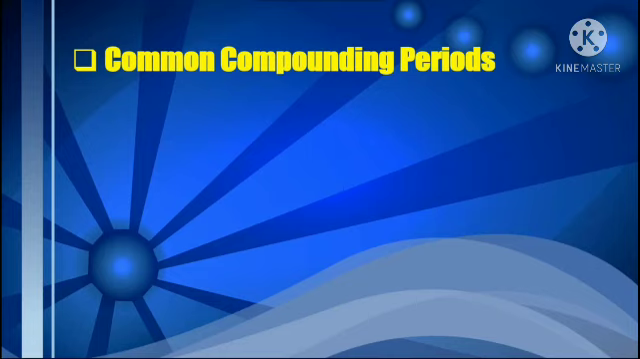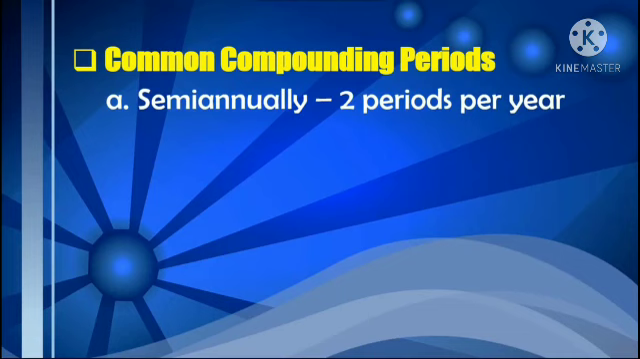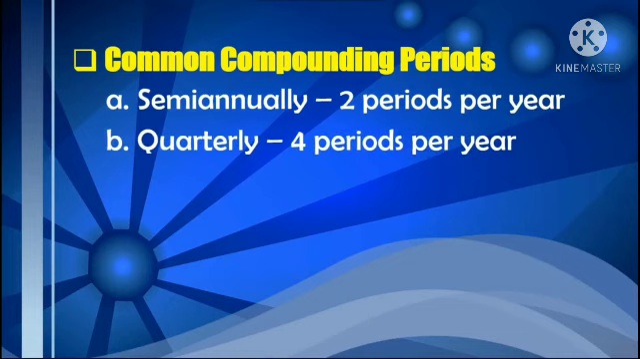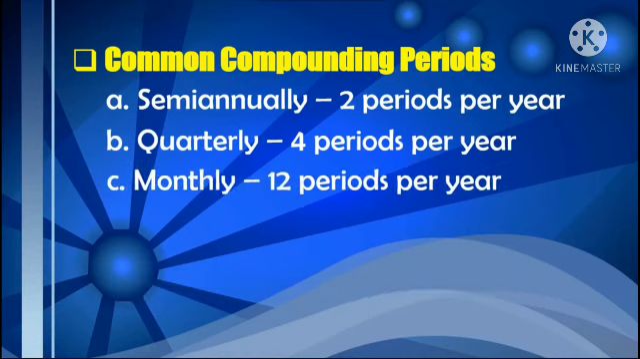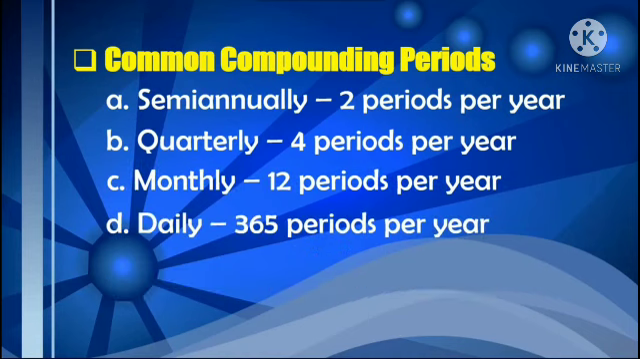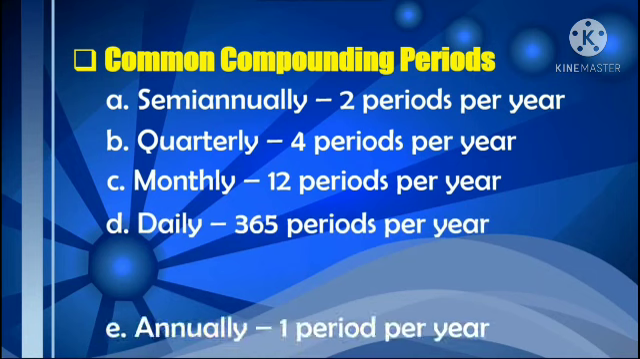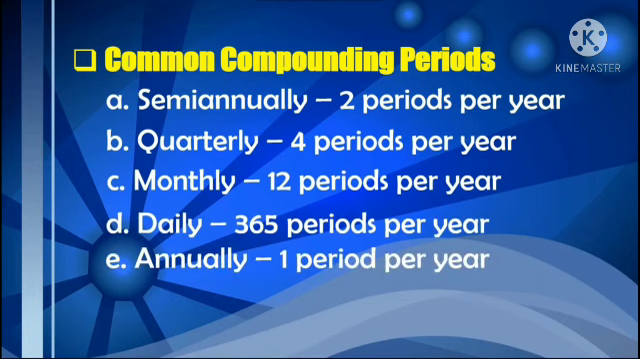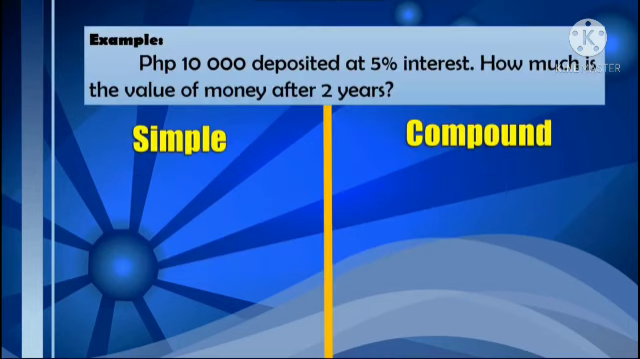So we have semi-annually, having 2 periods per year, quarterly, 4 periods per year, monthly, 12 periods per year, daily, 365 periods per year, and commonly used compounded period annually, having 1 period per year. Let us show the difference between simple interest from compound interest. 10,000 pesos deposited at 5% interest.